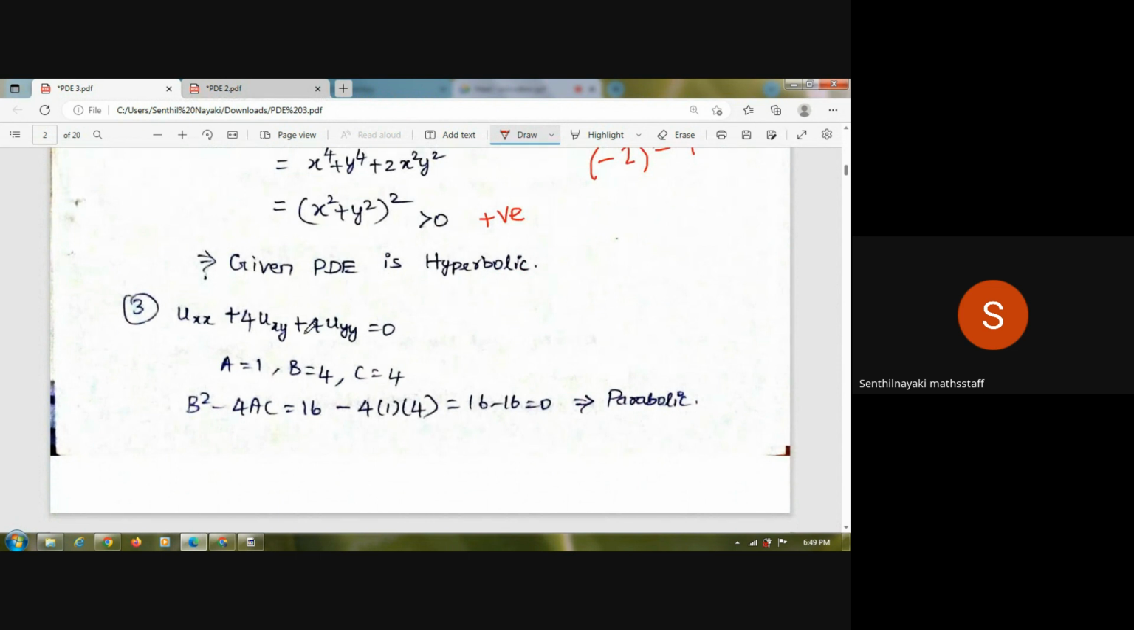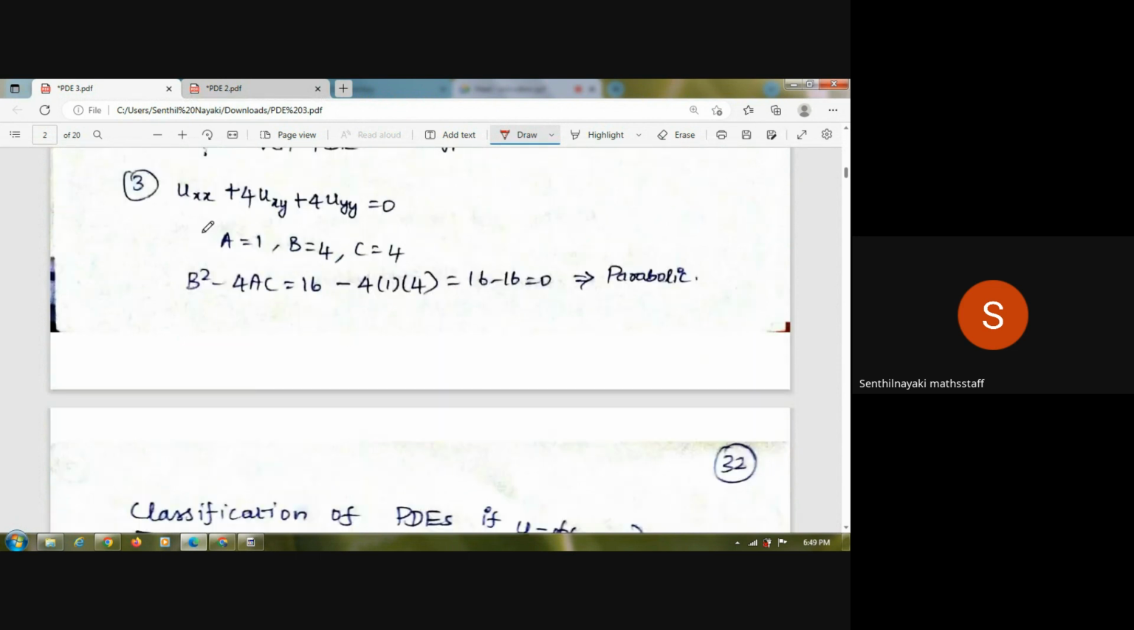Uxx plus 4uxy plus 4uyy equal to 0. The coefficient of uxx is a, the coefficient of uxy is b, and the coefficient of uyy is c. You have to collect the a, b, c values in this order. If you consider b as the coefficient of uyy, then you cannot get the correct answer. So the coefficient of uxx equals a, the coefficient of uxy equals b. You have to collect the coefficients in this order only, otherwise you will not get the correct answer.